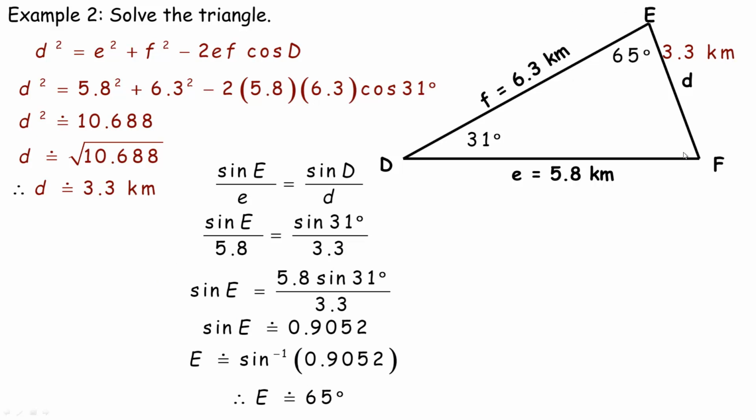So the most efficient way to find angle F is the fact that all 3 of these add to 180. So we can subtract these 2 from 180. So 180 minus 31 and 65 works out to 84. So this angle would be 84 degrees. And so that's all the sides and angles found in the triangle.